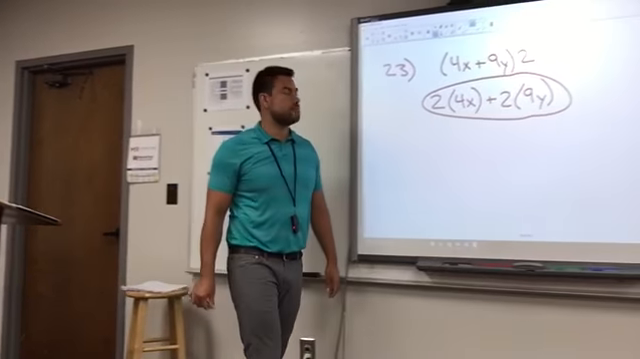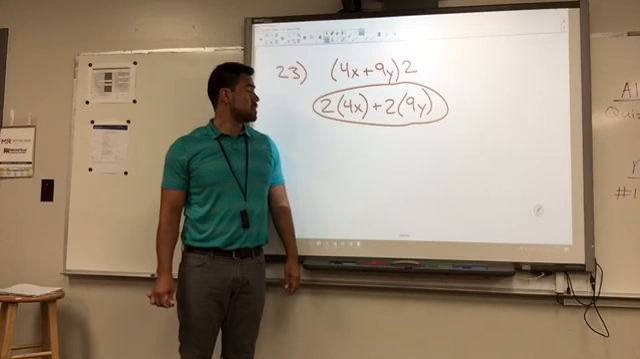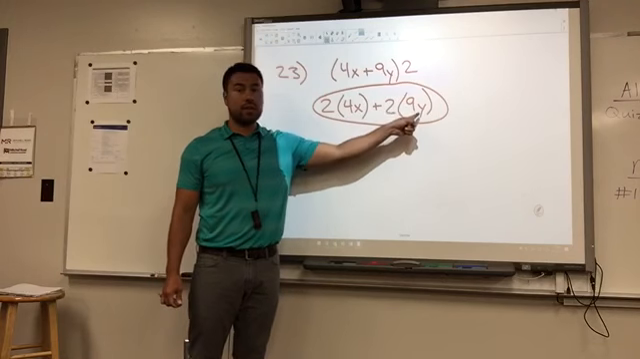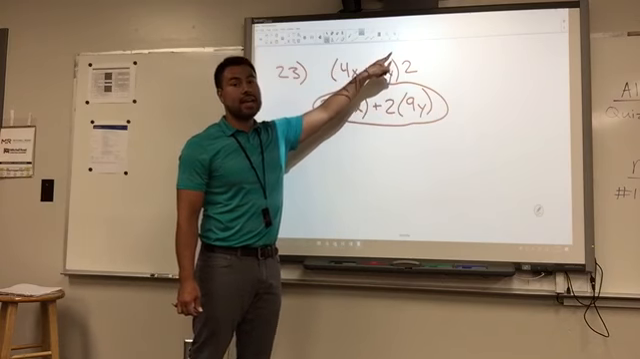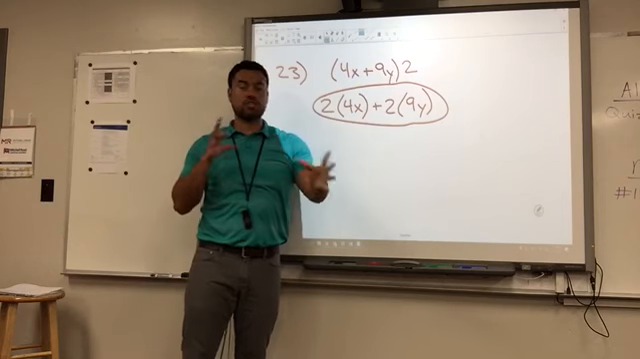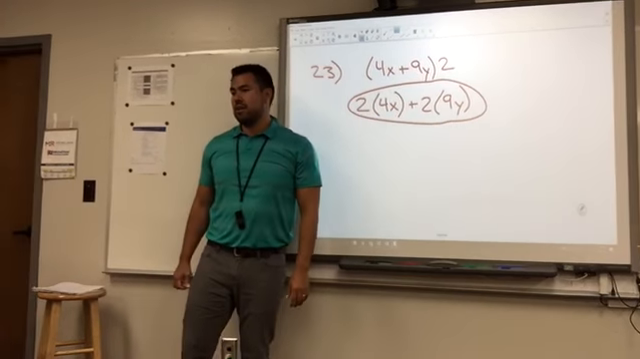Go ahead, Jensen. I put mine as 4x plus 9y plus 2. So the original problem is 4x plus 9y, and then all of that times 2, so it changes the problem. That's okay.